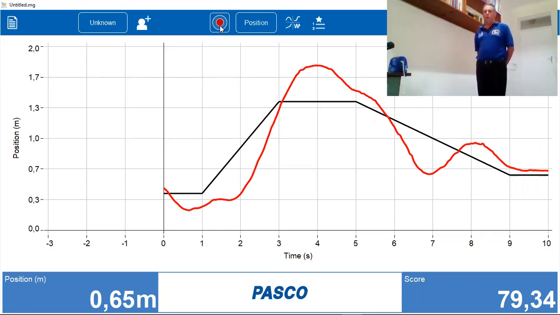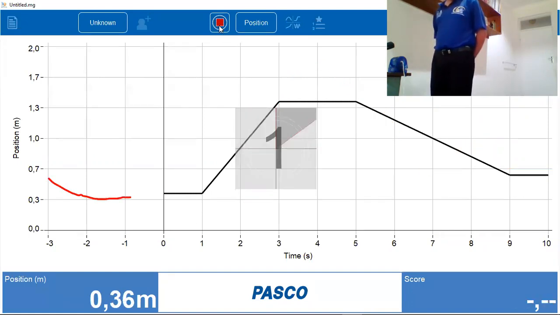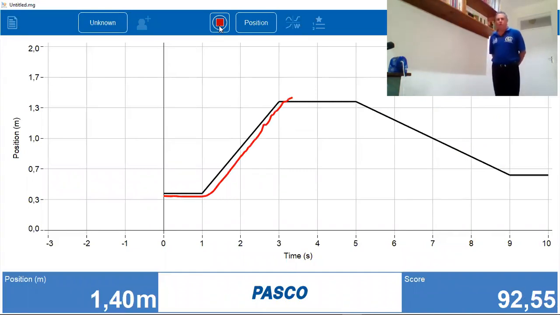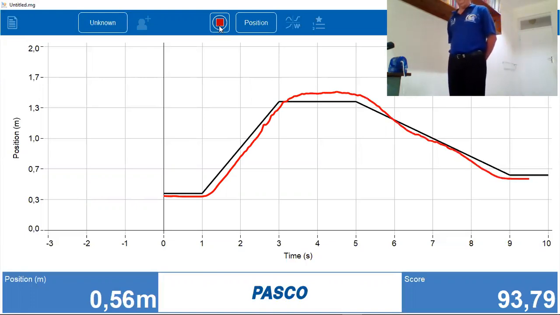Let's see if I can do a little bit better a second time. Let's try again. I'm adjusting my position. Stand still, walk away quite fast. Stand still again, walk back slowly, not too fast, and stand still. That was great.